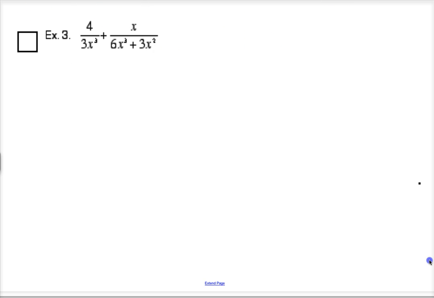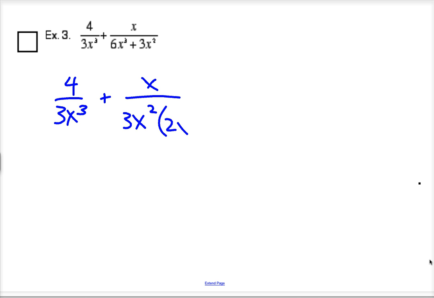Example 3. Example 3 does not have a common denominator, so I would have you factor. And the only thing to factor is the right-hand side. I can take out a 3x squared. That's 6x cubed plus 3x squared above here. And then that would leave me with 2x plus 1.